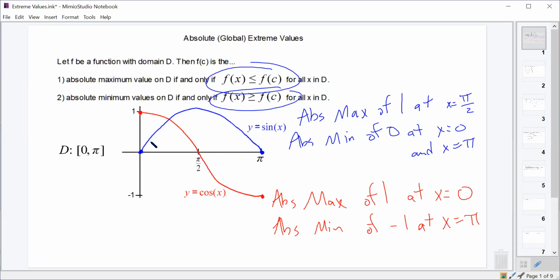Okay, so it's important for us to recognize that a function on an interval only has one absolute max and one absolute min, but that absolute max or that absolute min might occur multiple times on the interval. So it's an important idea. Everybody good with that? Hopefully.